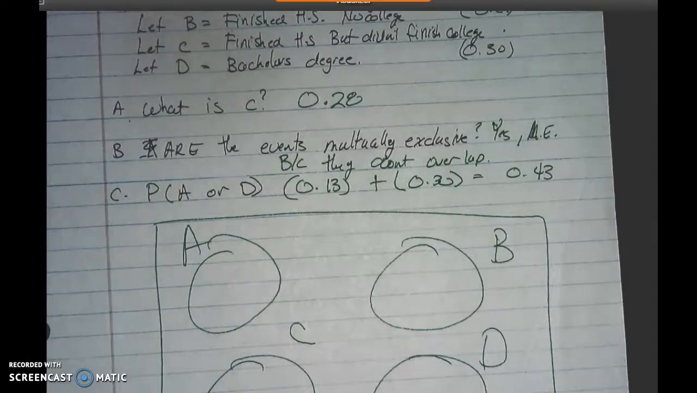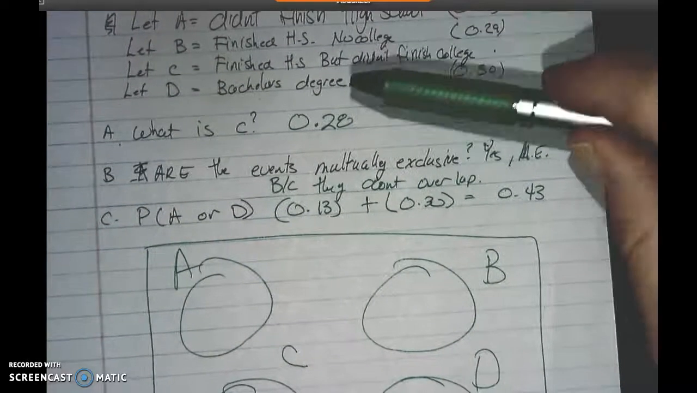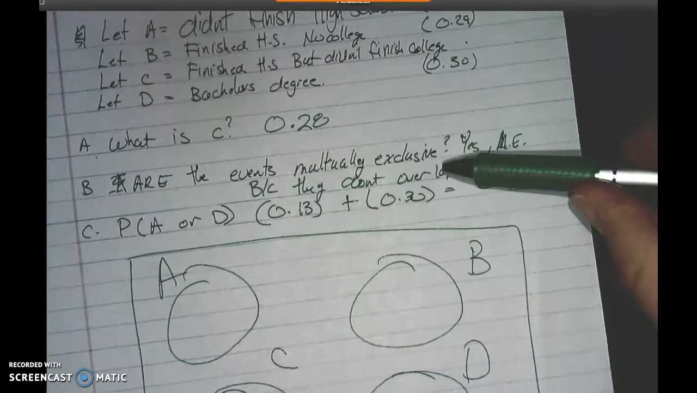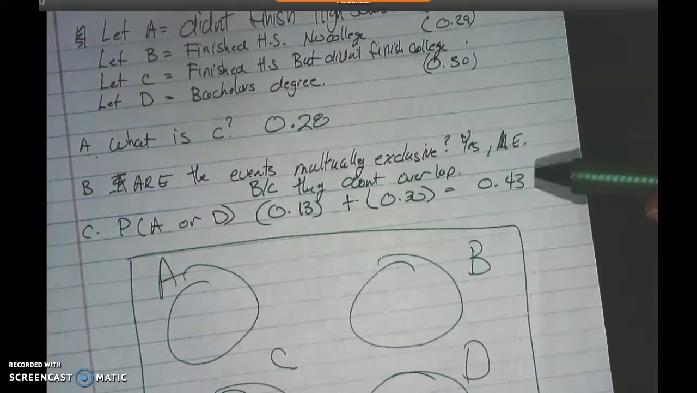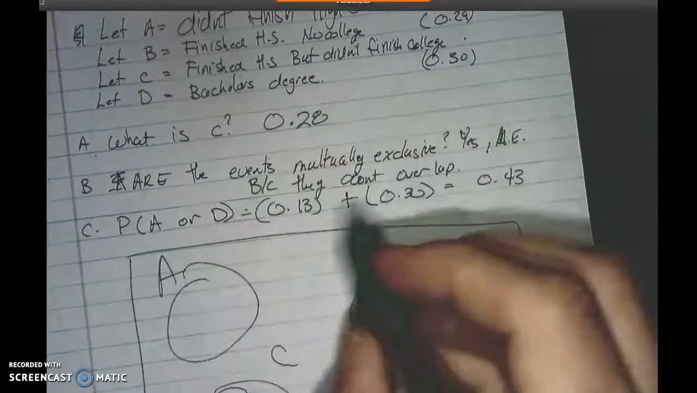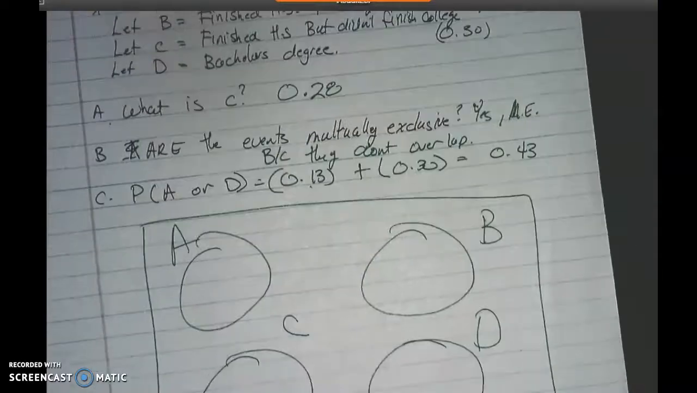All right, so real quick for the answers, C is 0.28. Yes, they're mutually exclusive because they don't overlap, no fluff. And then the probability of A or D is equal to 0.13 plus 0.30, which is 0.43, okay?